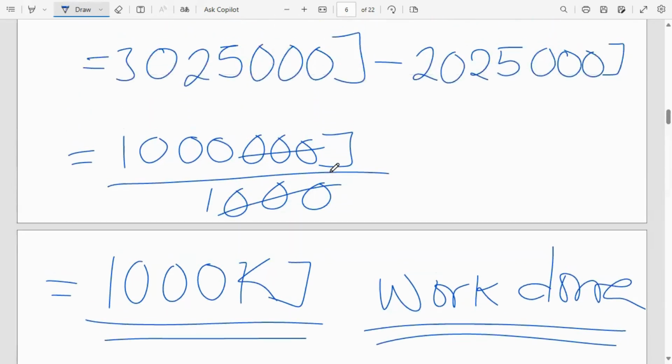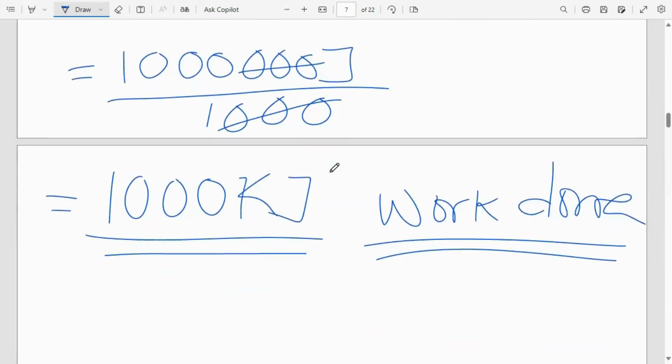Okay, so that is all on question B. Our final answer we've reached using the work energy theorem. We found that it is 1000 kilojoules. That's the work done on the rocket.